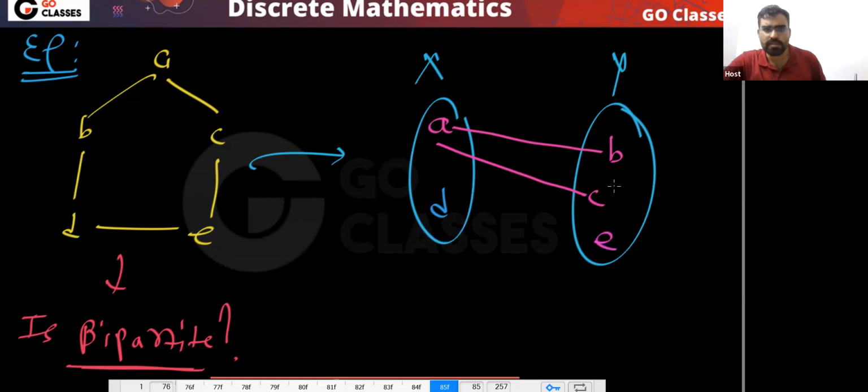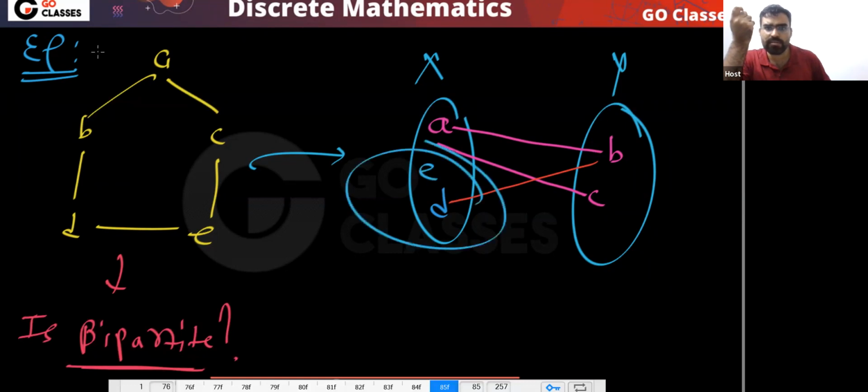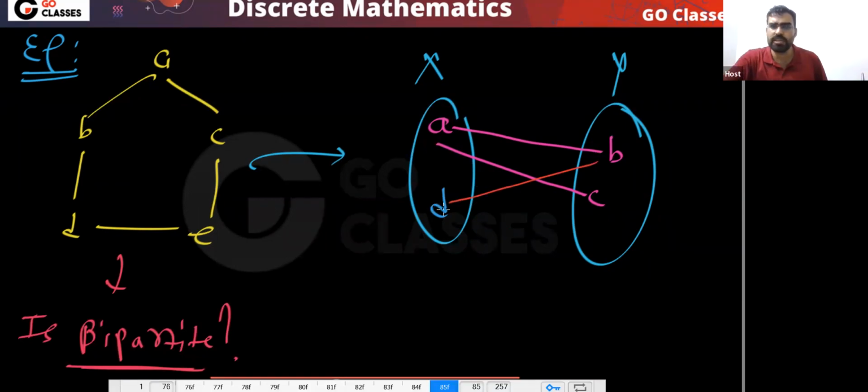Now you can notice that. Again, I cannot put E also. This E, where to put E? This is interesting. I cannot put E here. I cannot put E. So this is not bipartite. So the answer is no, because you cannot create a partition.